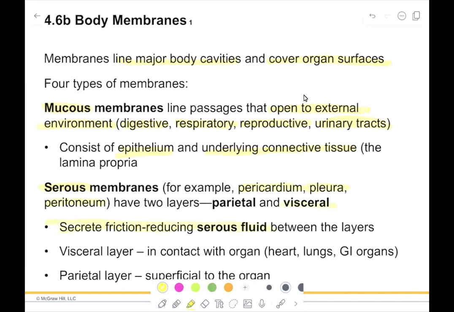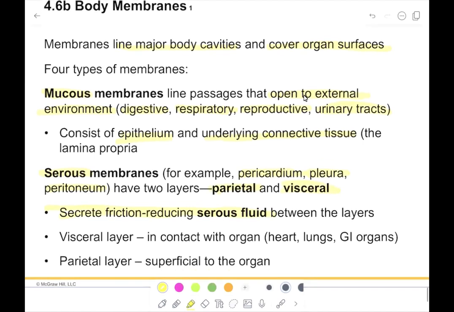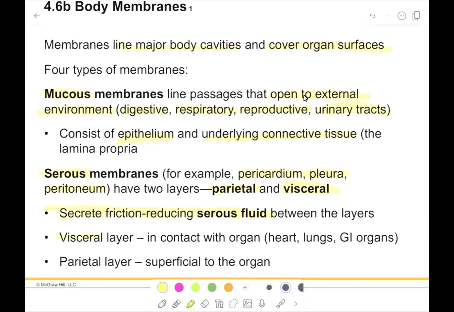The deep layer around the organ is the visceral layer, and the superficial layer is the parietal layer. So, for example, the visceral pericardium is around the heart. The visceral pleura would be touching the lungs. And then the visceral peritoneum in the abdominal pelvic cavity would be directly touching the organs. The superficial layer would be the parietal layer.